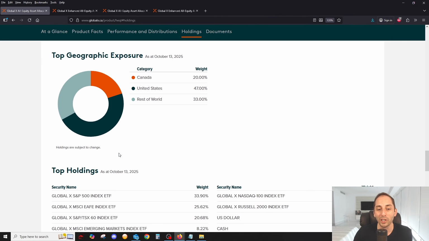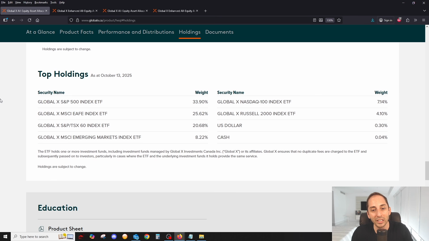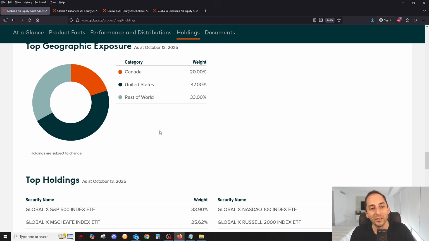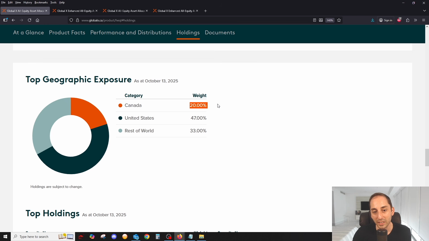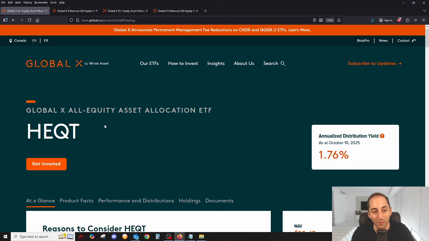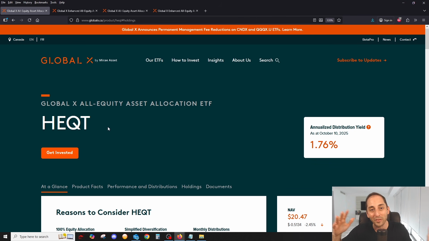This is the Global X All Equity or All Stocks Asset Allocation ETF. And guess what, everyone? If you look at the holdings, you're going to literally have the 6 indexes we just reviewed in those 6 episodes. You have the S&P 500, the NASDAQ 100, and the Russell 2000, which covers the United States market. You have the TSX 60, which covers Canada. You have the MSCI EAFE, which covers developed countries outside of North America, and you have the MSCI Emerging Markets Index, which focuses on developing countries. So here you have the geographic exposure: 20% Canada, 47% United States, 33% the rest of the world. So this ETF literally holds 6 other ETFs, so you don't have to buy them separately.